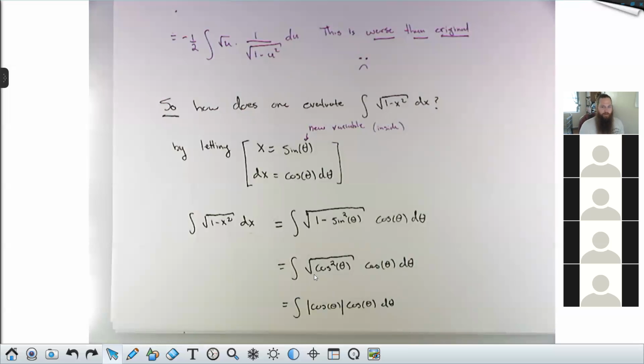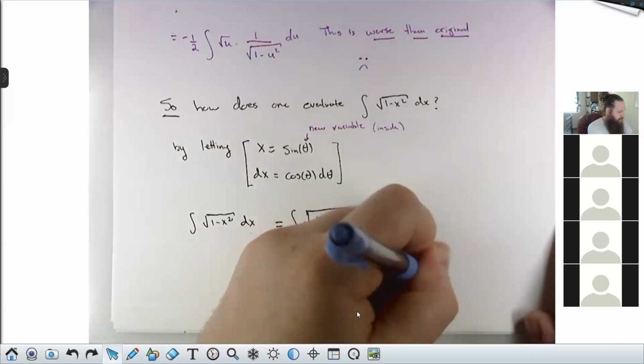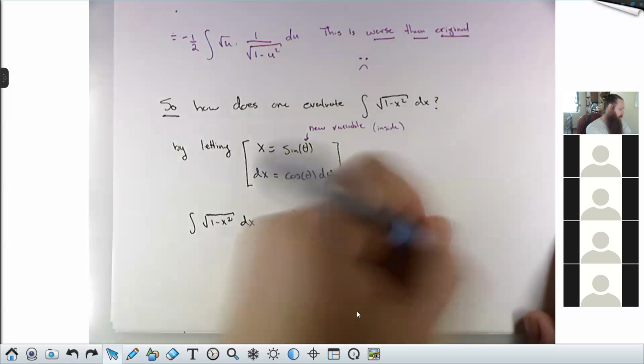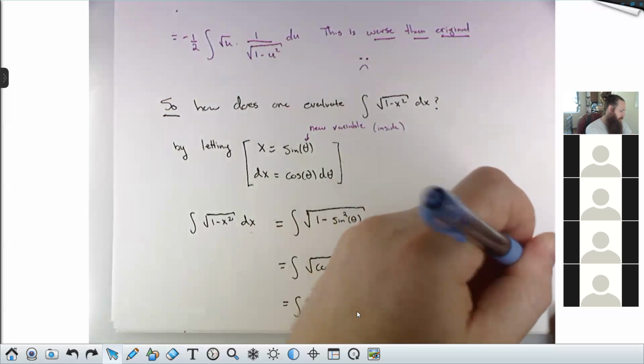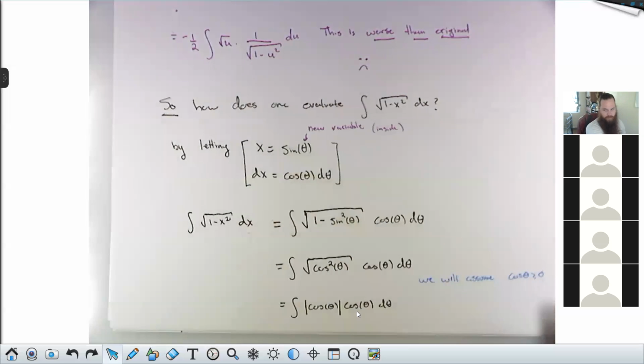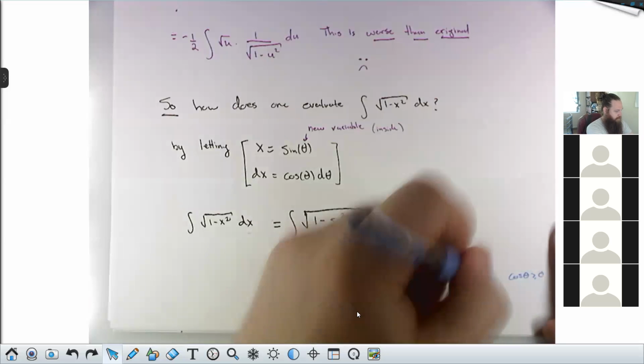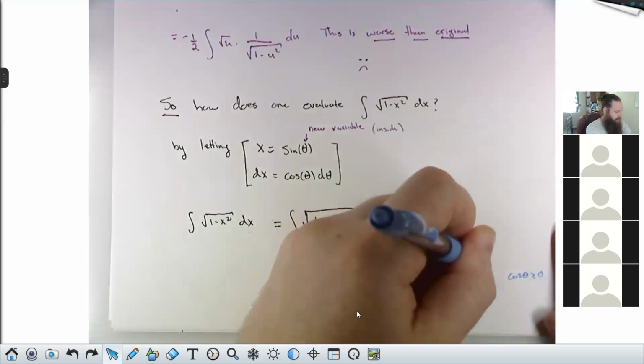But in this class, and you'll see in the real world most of the time, there's always a way to fix this if you need to. In this class, we will assume that the absolute values are redundant, that you don't need them. We're going to assume cos theta is greater than or equal to 0. And we'll always do this. And not just for cosine.